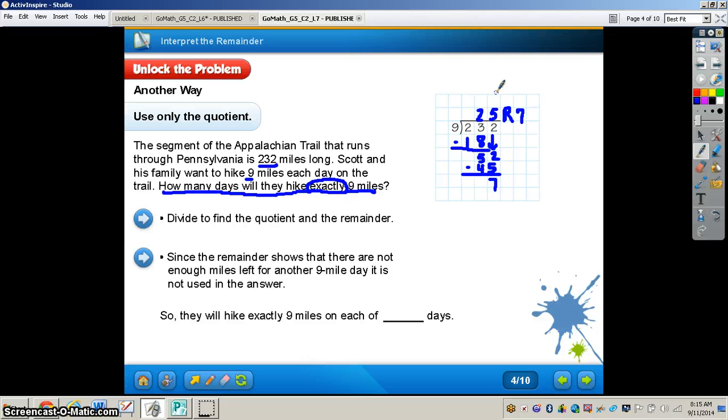However, they're asking us how many days will they hike exactly 9 miles. Since the remainder shows that there are 7 miles left over on that day, we can ignore that remainder and just look at our quotient, and that is our answer. So they will hike exactly 9 miles on each of 25 days.